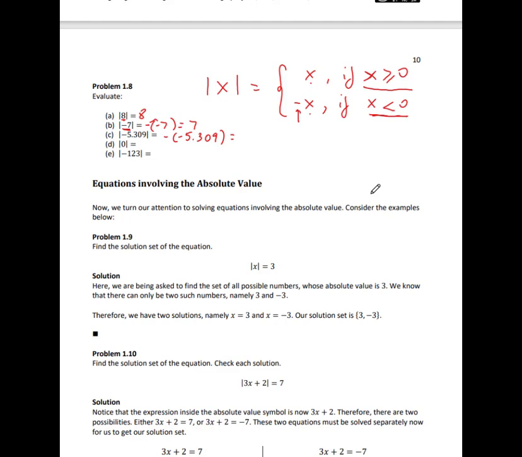Again, two minuses will give us a plus, so in turn we get 5.309. The absolute value of 0 belongs to the first half of the definition because x is greater than or equal to 0. So that simply says that's going to be your value. Whatever your x is, you don't make any changes to it. And the last one, we're dealing with x less than 0. So again, we're using the second part of the definition that says put an extra minus in front of your number. So that becomes two minuses again turned into a positive, so we get 123.